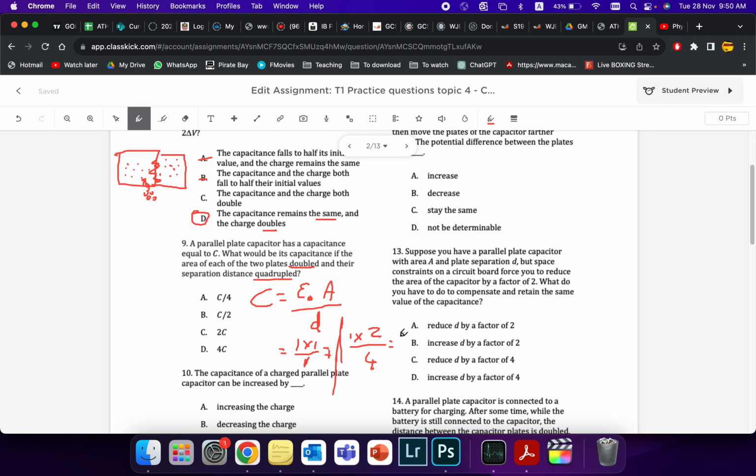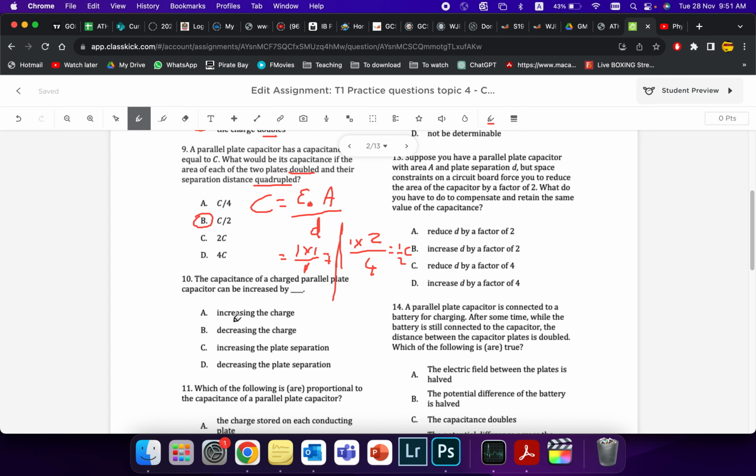You can put that in your calculator and you will get a half, or you can just realize that it becomes a half. So that means a half of C, which is the same idea as C over 2, C divided by 2. B is the answer.